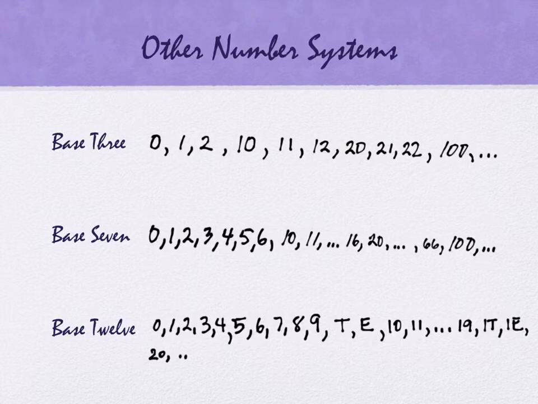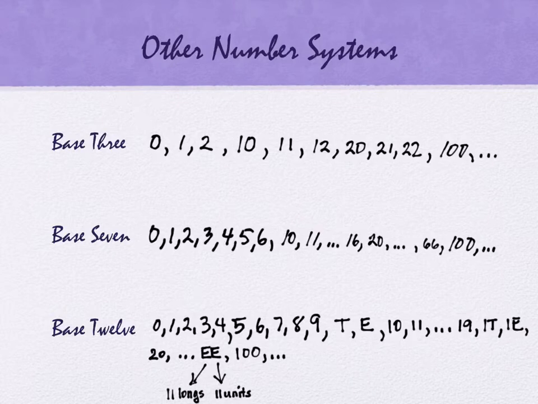Just for fun here, what is the biggest 2-digit number? Nope. It'd be EE. Because those are my biggest single digits, so it'd be EE, and then 1, 0, 0, and so on. EE represents that I have 11 units, right? And I would have 11 longs. And how much is a long worth? 12. It is, because we're in base 12.